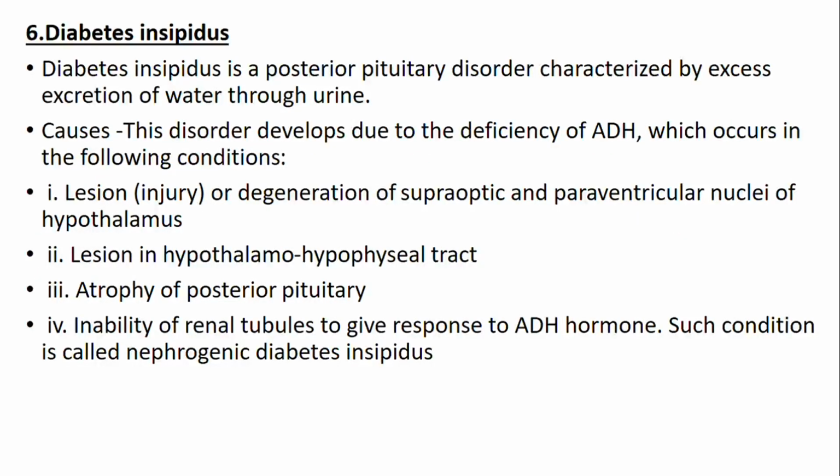Diabetes insipidus. Diabetes insipidus is a posterior pituitary disorder characterized by excess excretion of water through urine. The main cause is deficiency of ADH, antidiuretic hormone, which occurs in the following conditions: lesions, injury or degeneration of supraoptic and paraventricular nuclei of the hypothalamus, lesion in the hypothalamo-hypophyseal tract, atrophy of the posterior pituitary, and inability of renal tubules to respond to ADH hormone. Such a condition is called nephrogenic diabetes insipidus.